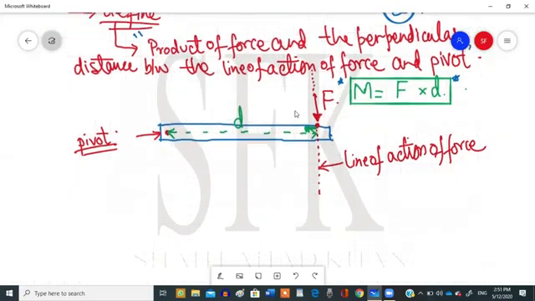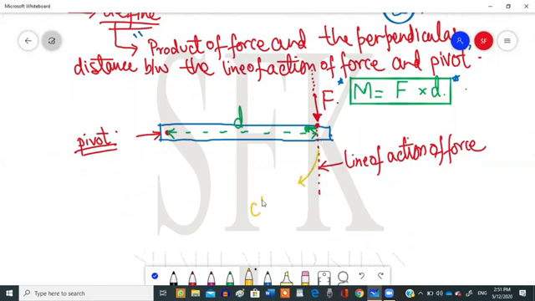All right, and now what do you guys think? What will this force do? It will cause this log to move in the clockwise direction. It will cause it to rotate or to turn in the clockwise direction. So this turning effect of this force is actually the moment. And this is possible because there is a perpendicular distance between the force and the pivot.